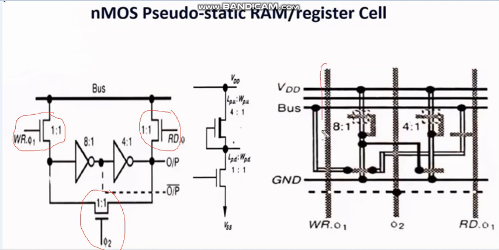Here also we can see these three pass transistors. This is the left pass transistor, this is the right pass transistor, and for the read, this is another pass transistor, and here we have one more pass transistor.